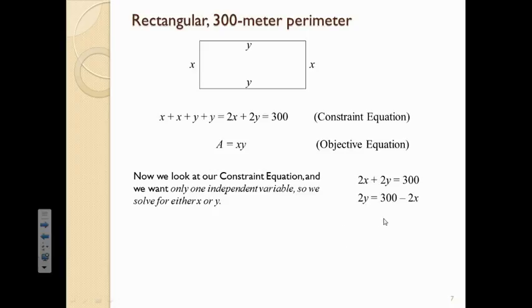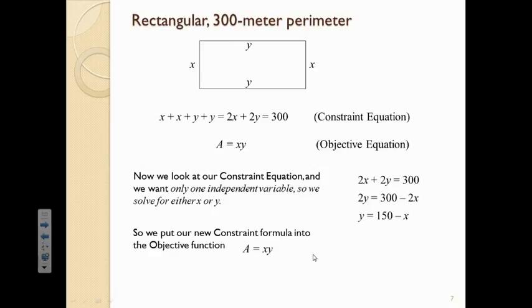So now, if we're going to solve for y, we would get 2y equals 300 minus 2x, just by doing algebra. Divide both sides by 2, and you get y is equal to 150 minus x. Now what we're going to do is take that 150 minus x, that's what y is, and put that into the other equation, A equals x times y, and substitute in for y this 150 minus x. So that's what we do. A is equal to x times y in the form of 150 minus x. Of course, we need to multiply that out to get 150x minus x squared. But now we have our area function.